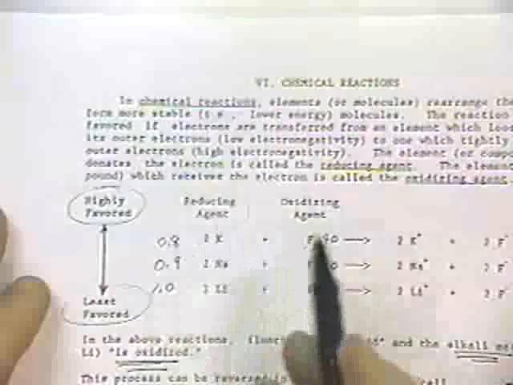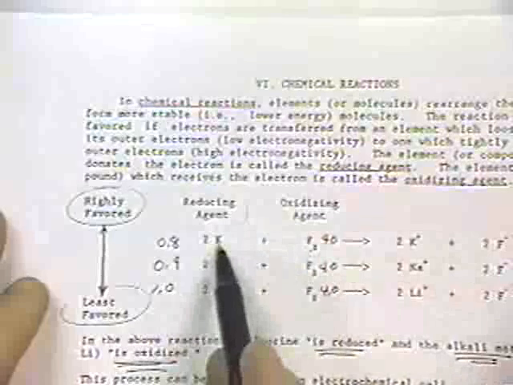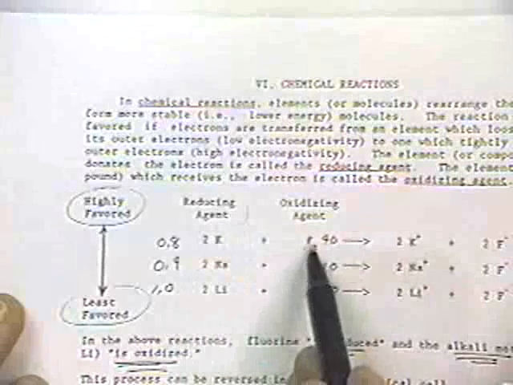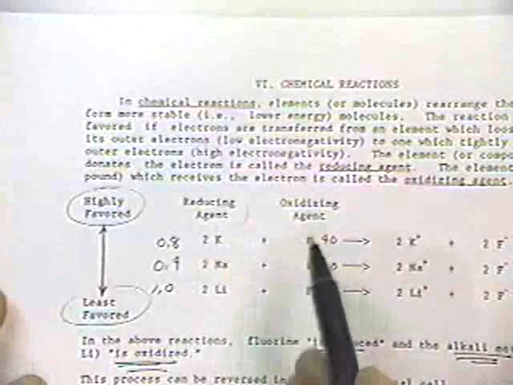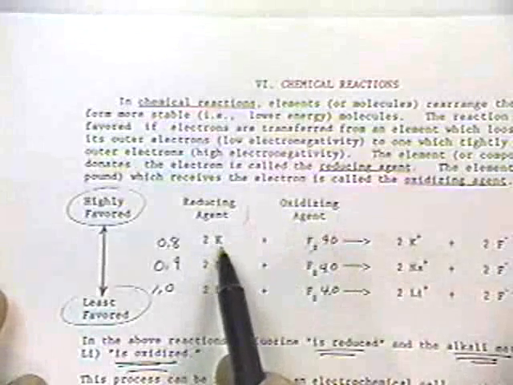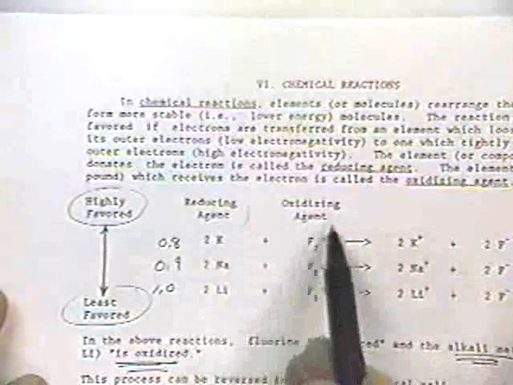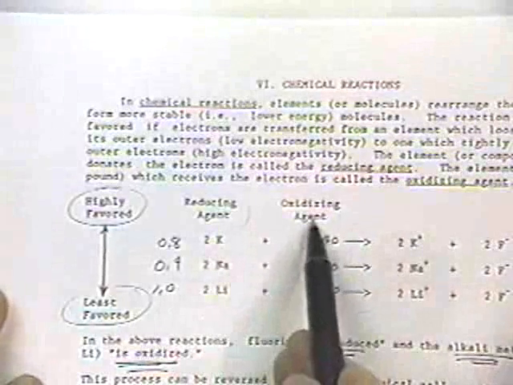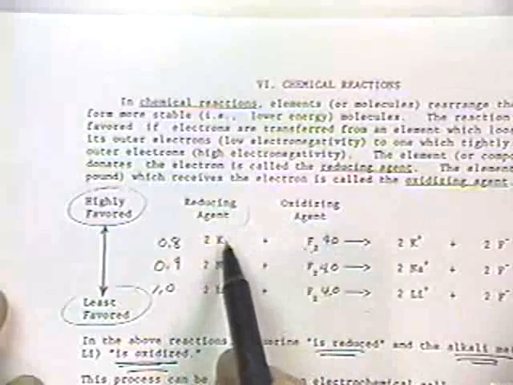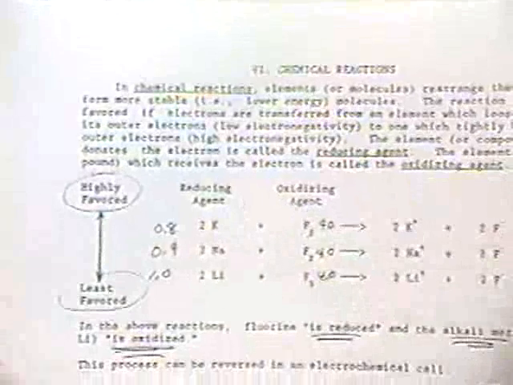So the nomenclature here is based on, let's say I've got a jar filled with potassium. As I add fluorine into that jar, fluorine is oxidizing the potassium. And so we would say that the fluorine is the oxidizing agent that caused the potassium to become oxidized.